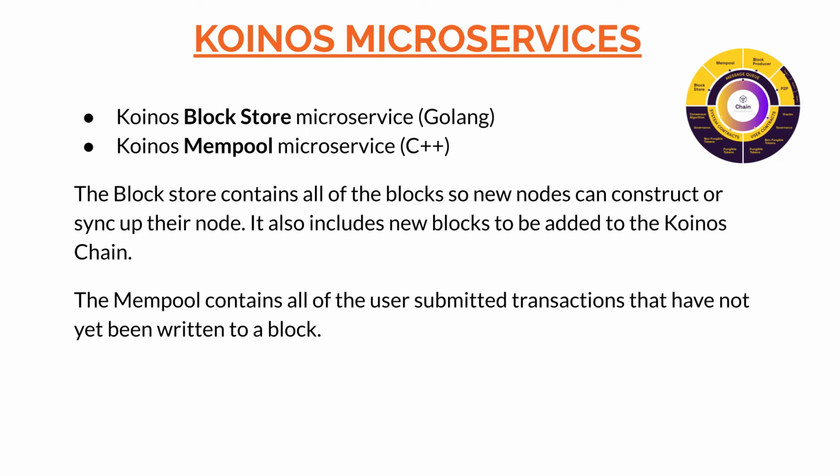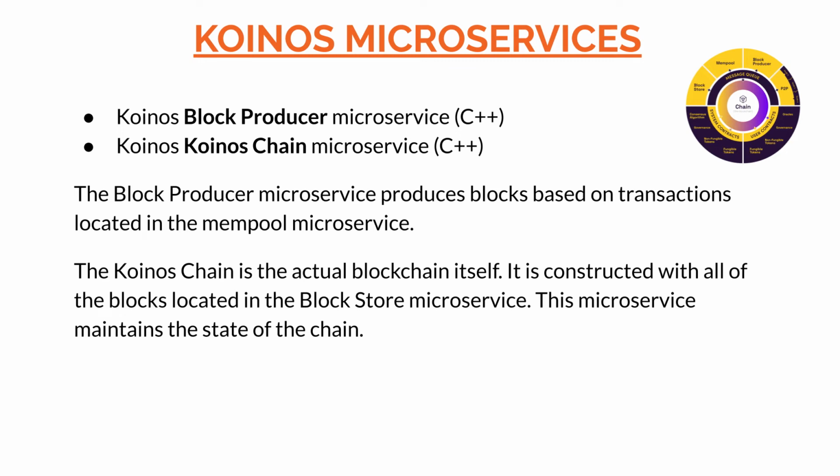The mempool contains all the user-submitted transactions that have not yet been written to a block. The Koinos block producer and the Koinos chain microservice are both written in C++. The block producer microservice produces the actual blocks based on the transactions located in the mempool microservice. The Koinos chain is the actual blockchain itself.